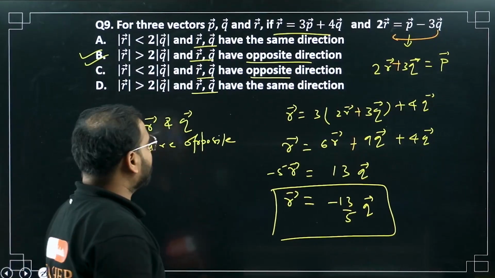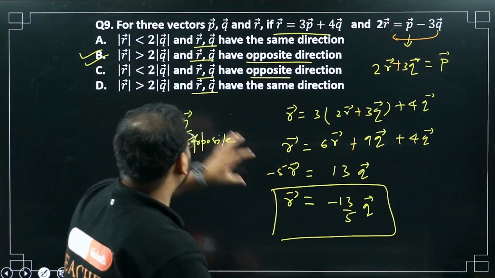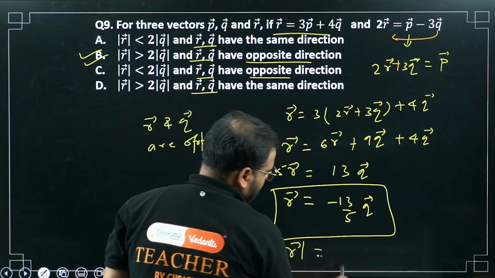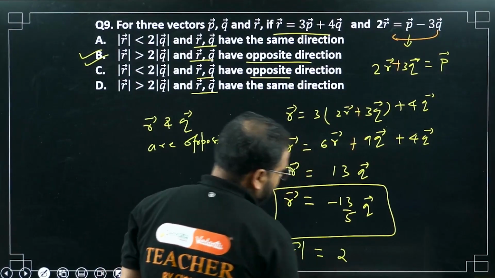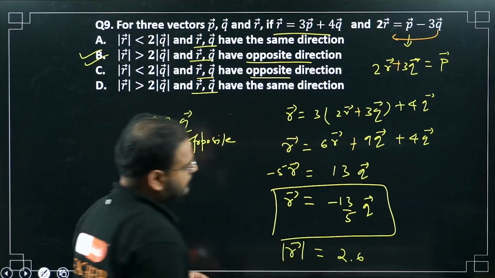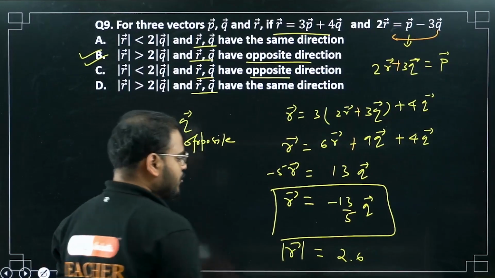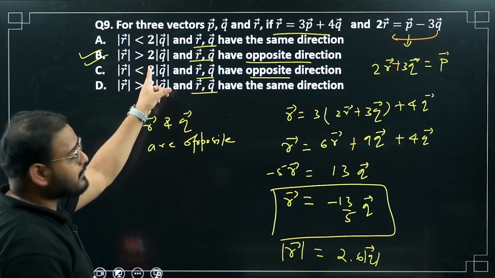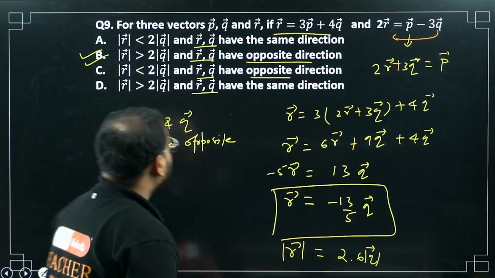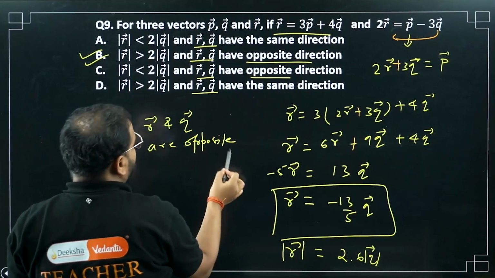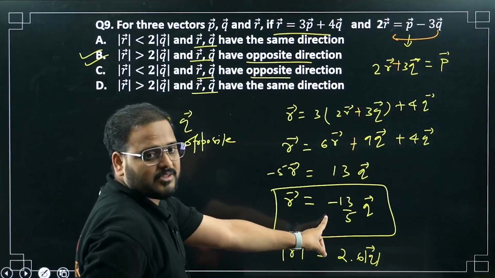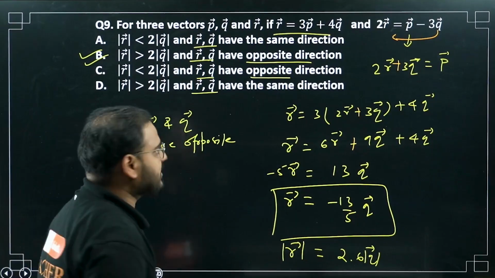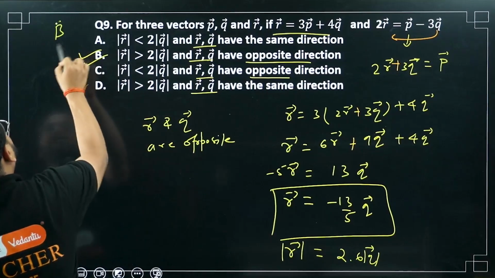R is greater than what? If you take only the magnitude, what is the R value? It is almost 2.6, no? 5 twos are 10 and 5 sixes are 30. So 2.6 times mod of Q. So R is more than 2 times mod of Q because it is 2.6 times. So the answer is B, and they're opposite in direction also because the sign is negative. So the option is greater than 2Q and opposite in direction. Option number B is the correct answer.